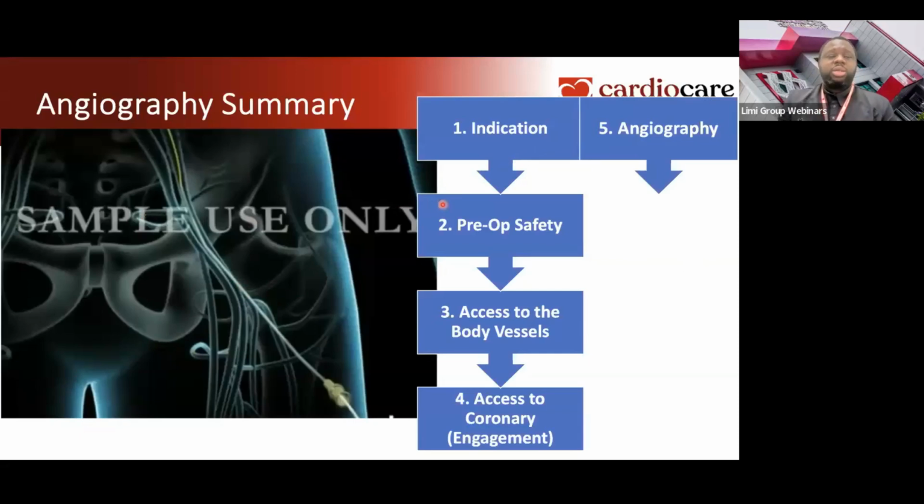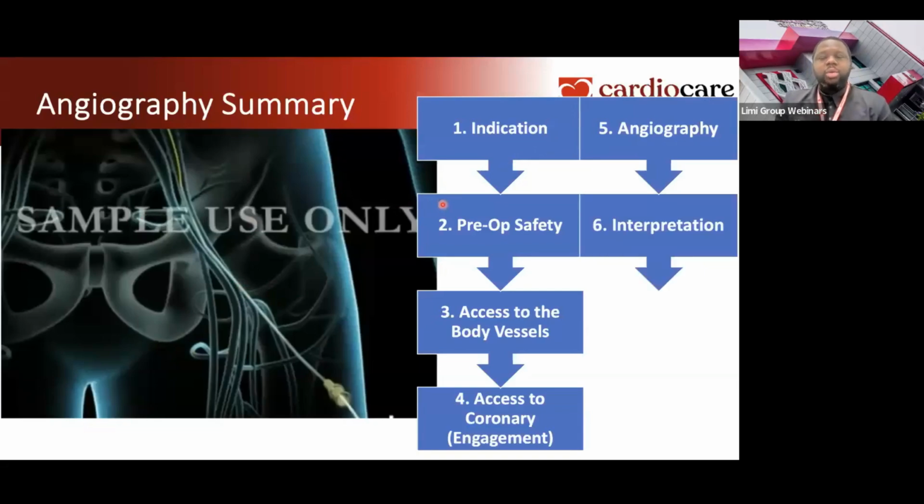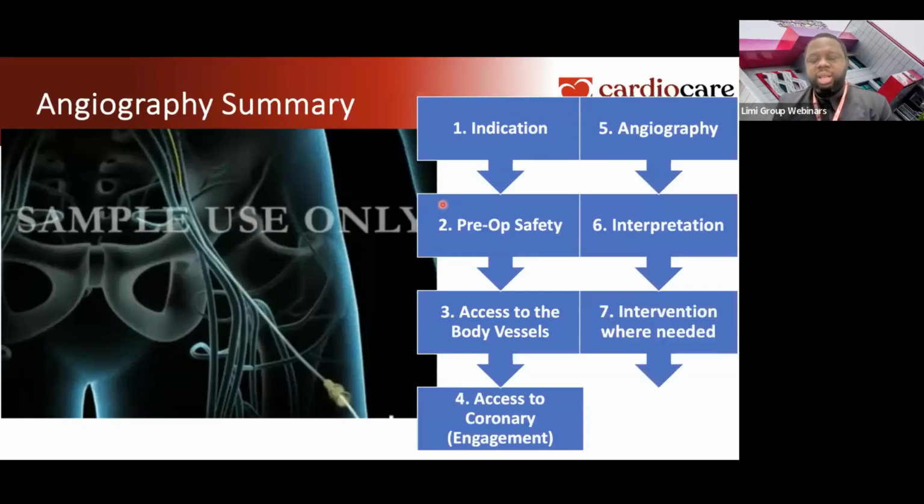I'm just using this step by step to give you an overview, a summary. Then we perform the angiogram, and then number six, we go on to interpret the angiogram, and then intervention where needed, and then we conclude.